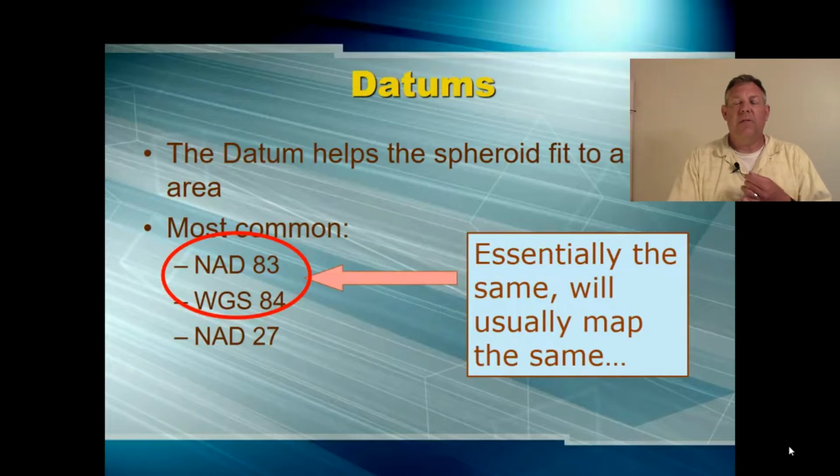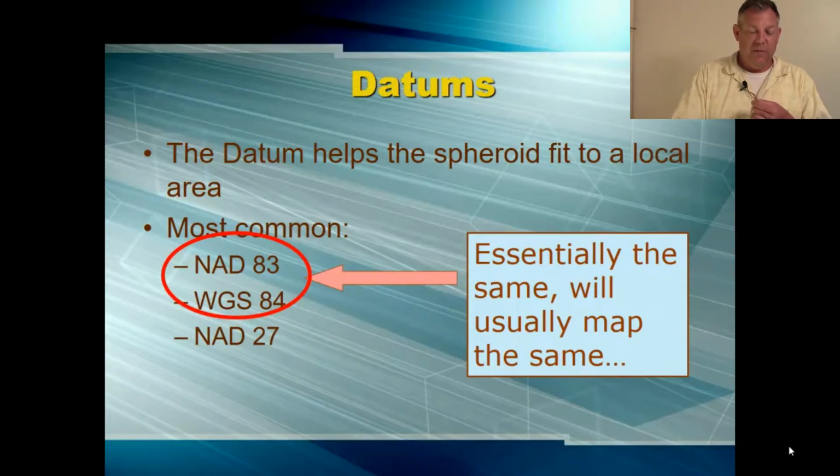Now, the NAD 83 and the WGS84 are essentially the same when it comes to mapping. And so if you are setting up ArcMap or setting up a new shapefile or whatever, if you chose either one of those, they're going to map about the same. All right.